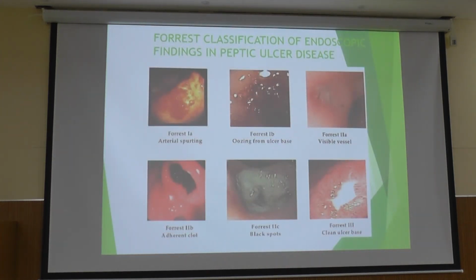This is another classification of endoscopic findings called the Forest classification. There are 3 grades: Forest 1, 2, 3, and 1 is divided into 1A and 1B. You can see as what it says. Arterial spurting will be bleeding from that point. Forest 1B is oozing from the ulcer basically. There will be an apoplectic ulcer, and the blood will be oozing from that.